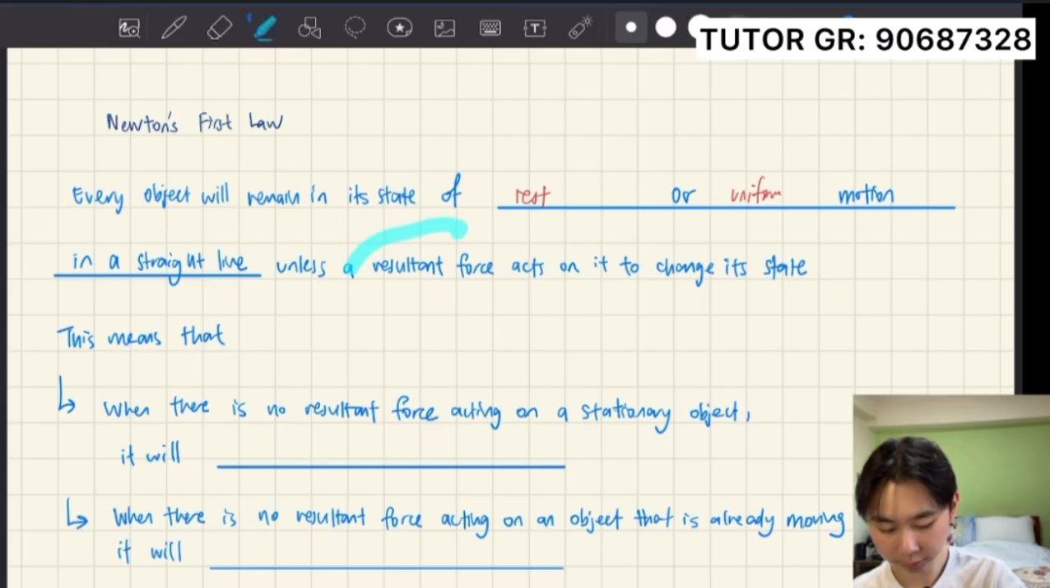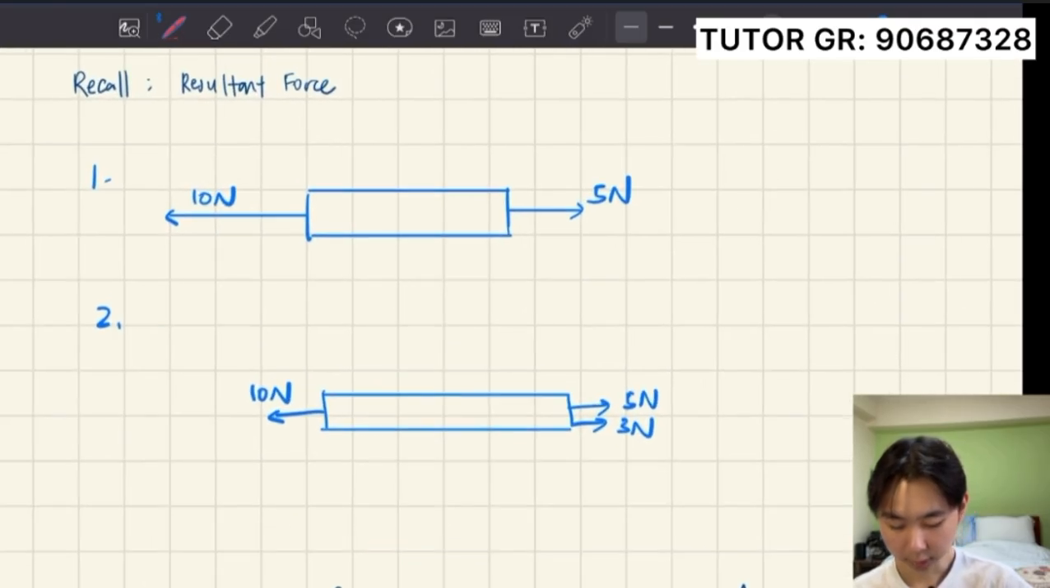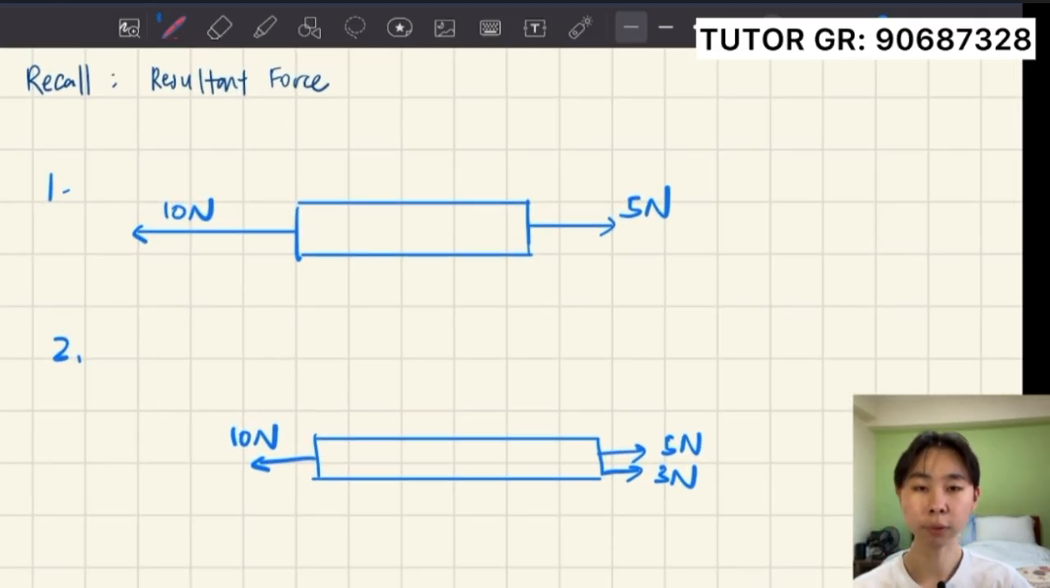So there's a keyword here: resultant force. What exactly is a resultant force? We'll take a look at this. We covered resultant force in the first chapter already, under physical quantities. For the resultant force, what you're trying to do is add up the forces.